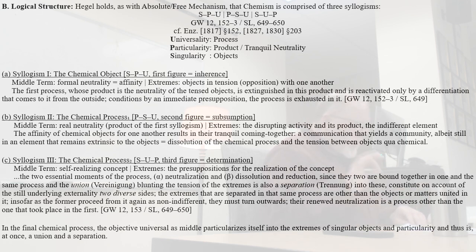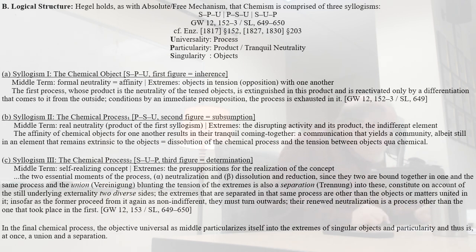So the middle term here is the self-realizing concept. It's the third figure, it's determination, where universality is the middle between singularity and particularity. The extremes are the presuppositions for the realization of the concept. So it's about singularity, the objects, and particularity, the neutral product that's produced out of them, the negative unity.